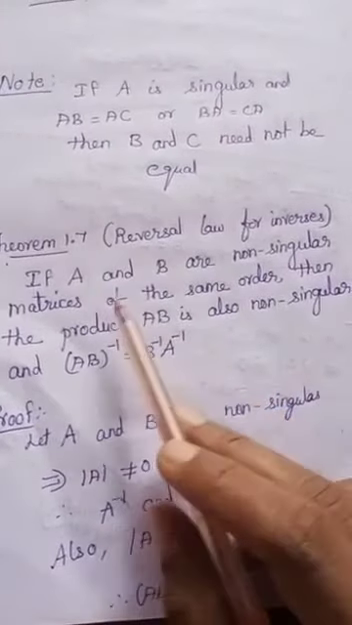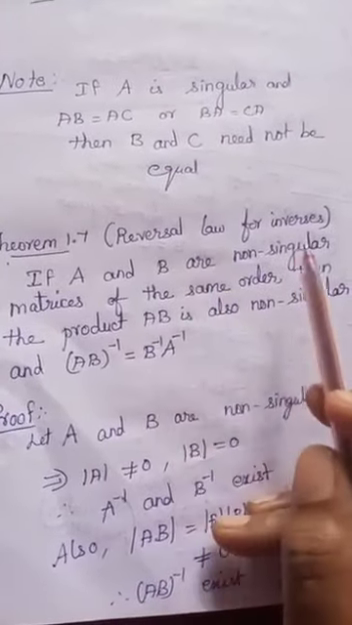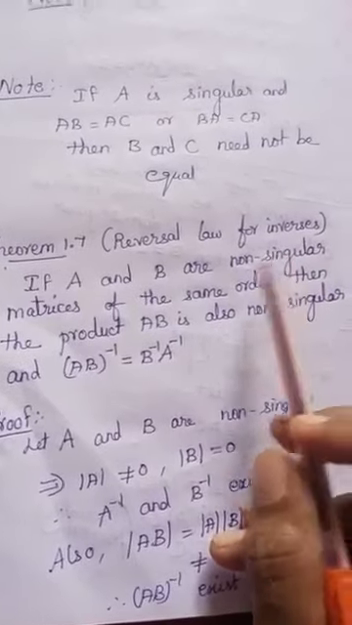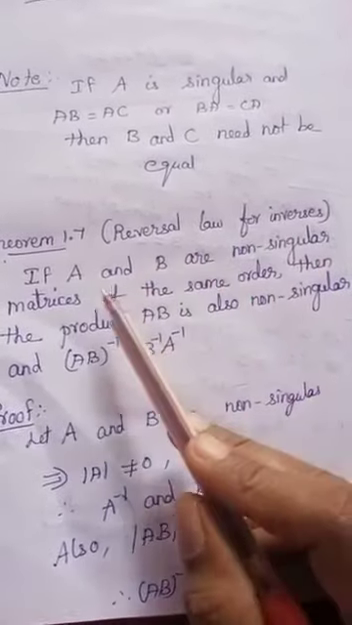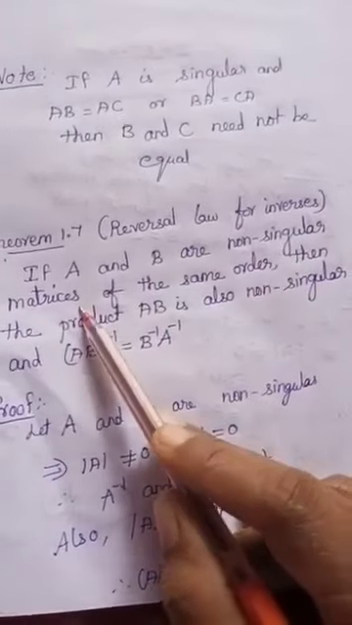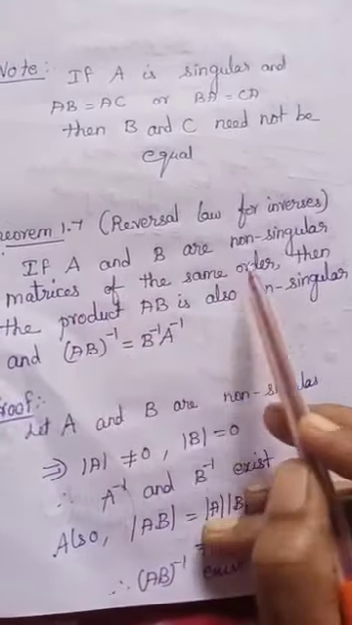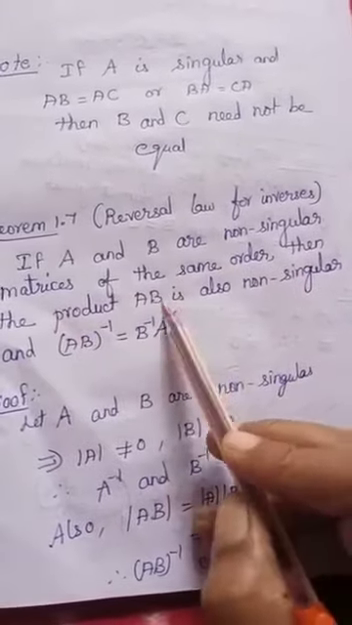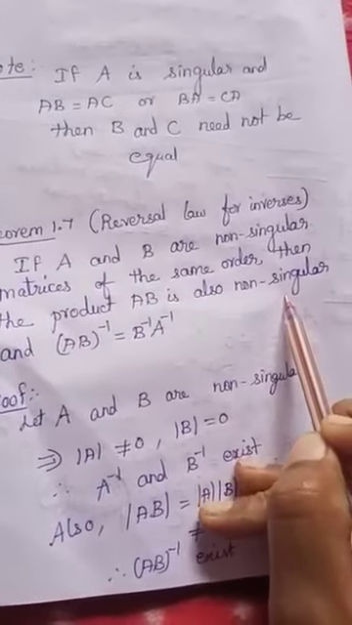Now, theorem 1.7, reversal law of inverses. If A and B are non-singular matrices of the same order, then the product AB is also non-singular.